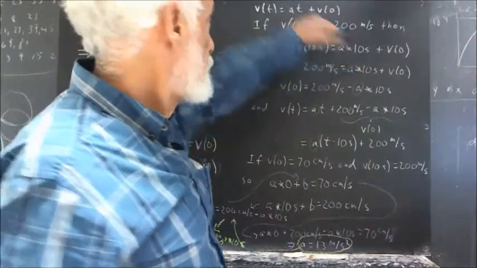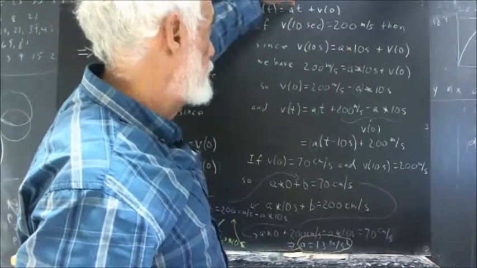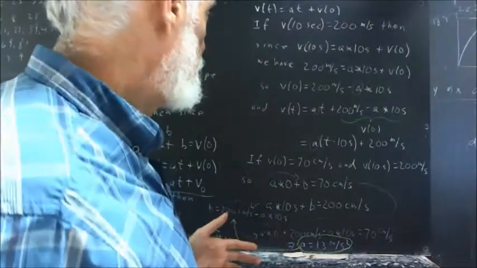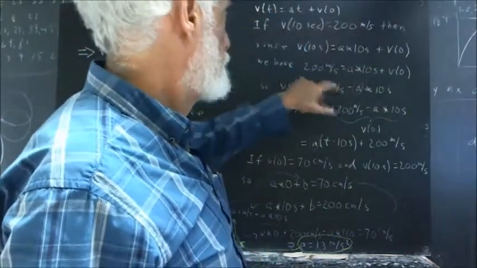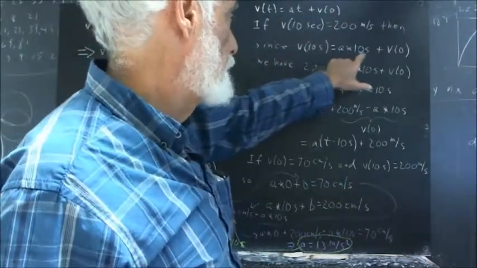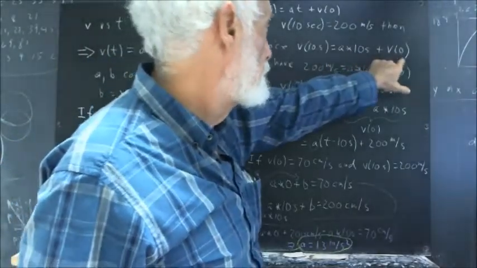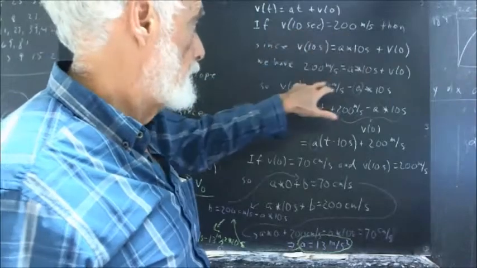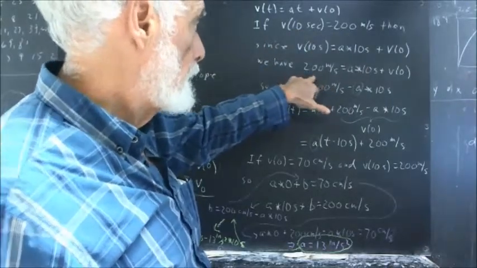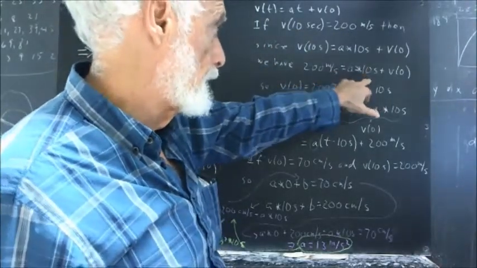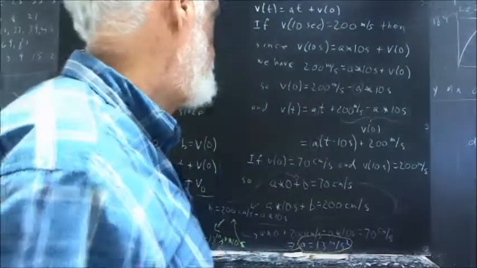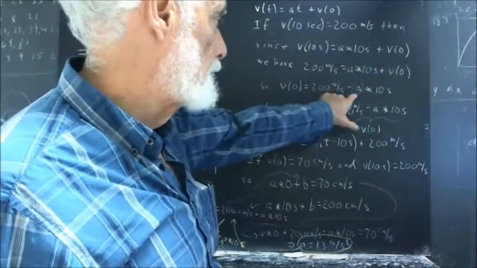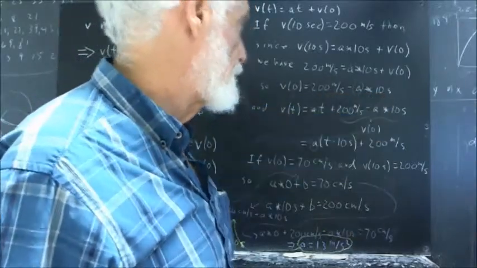This is going to apply if we have the form v of t equals at plus v of 0. So again, in this case, if this is the function, v of 10 seconds is a times 10 seconds plus v of 0. And then if v of 10 seconds is 200 meters per second, we have 200 meters per second equals a times 10 seconds plus v of 0, which tells us that v of 0 is 200 meters per second minus a times 10 seconds.